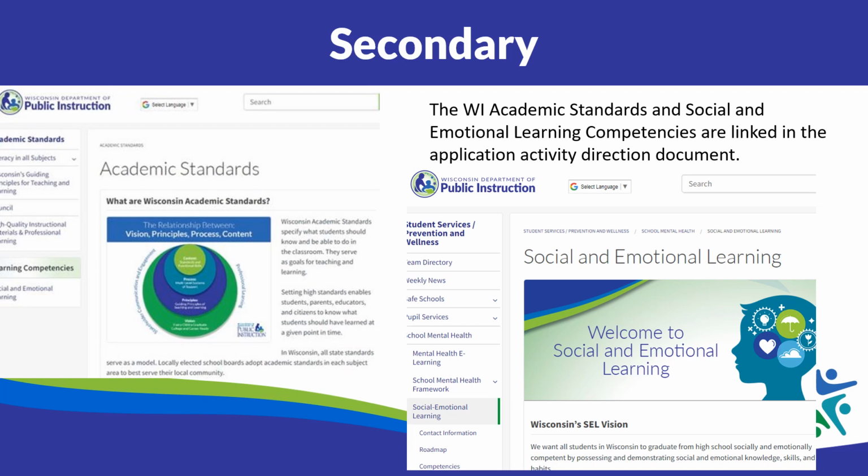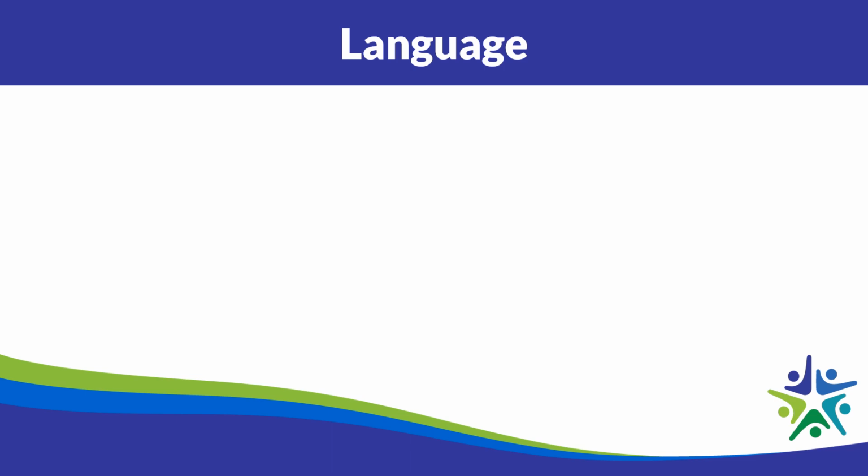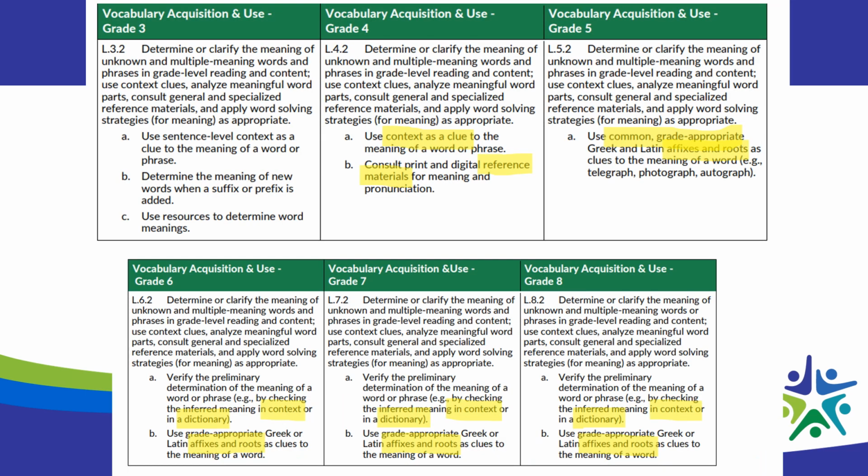If you're an SLP that services a lot of secondary students, we suggest reviewing the academic standards and possibly the social emotional learning competencies. Let's say that I have quite a few students on my caseload with language needs. I find that I'm commonly supporting vocabulary. So I'm going to go to the ELA, those English Language Arts standards, and specifically language. And under language, vocabulary acquisition and use is one of those substandards.